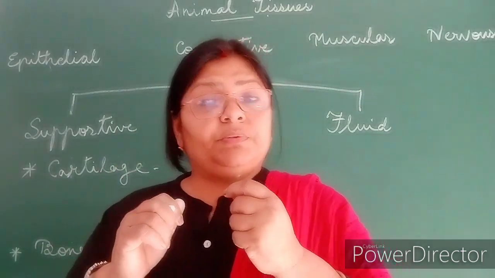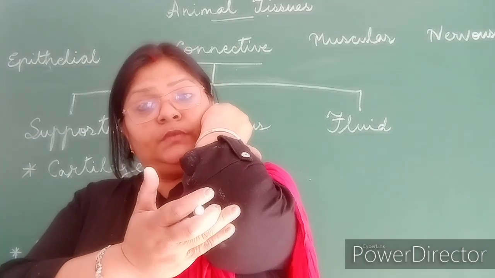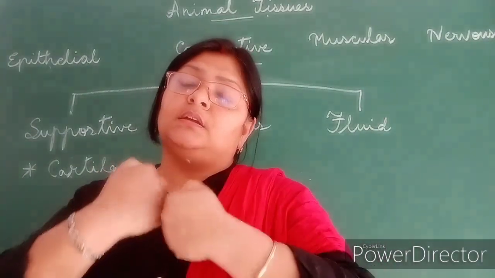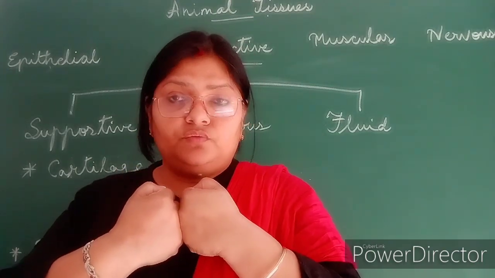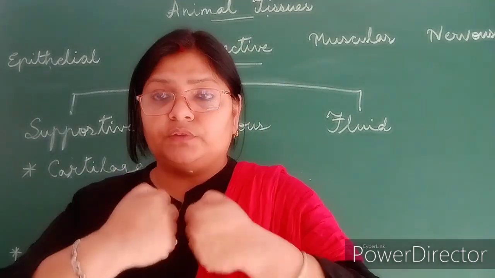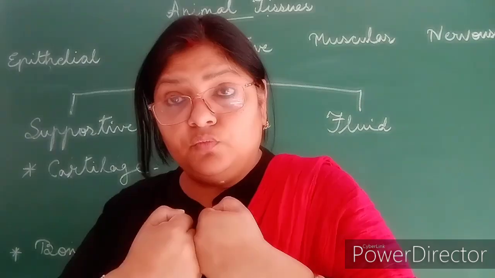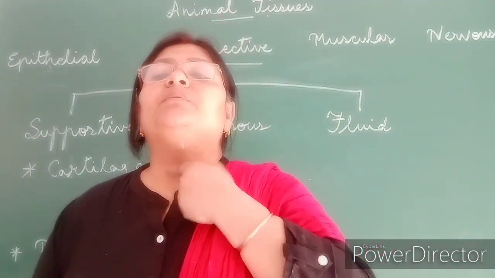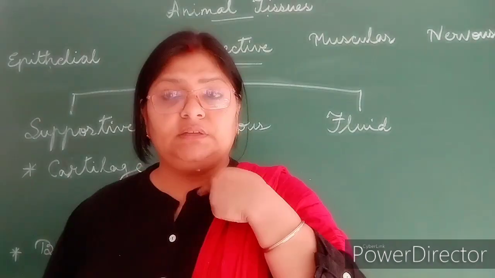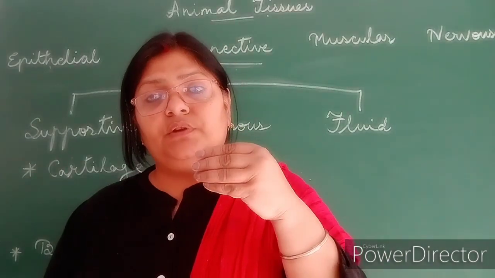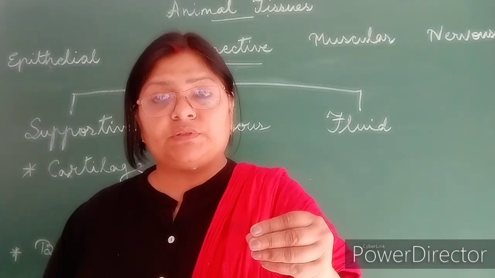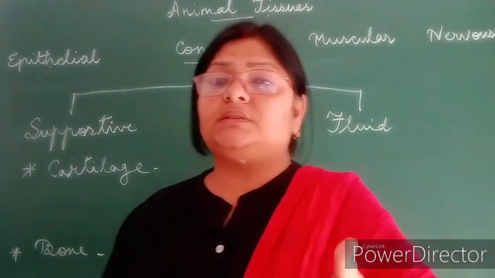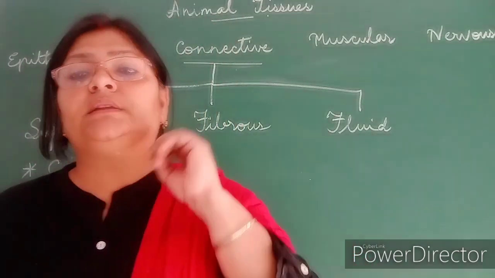It is also present at every joint to cover the head of the bone so that the bones don't get brushed against each other, to prevent any wear and tear of the bones during movement. It is also present in the windpipe. The windpipe has C-shaped cartilaginous structures so that the windpipe doesn't collapse. So these are a few places where you find cartilage.